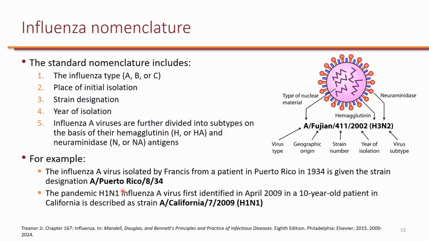8/34. And then a more recent example is the pandemic H1N1 influenza A virus first identified in April 2009 in a 10-year-old patient in California, which has the designation A/California/7/2009, and then in parentheses, because this is influenza A, we have H1N1. In 1934 they didn't have the molecular capability to type H and N, so that's why the 34 from 1934 doesn't have it. But in the modern era we have the molecular capability to type H and N. So this is the H1N1.